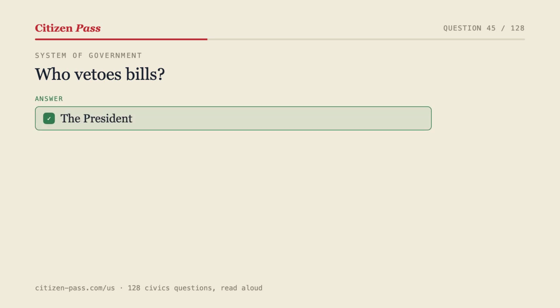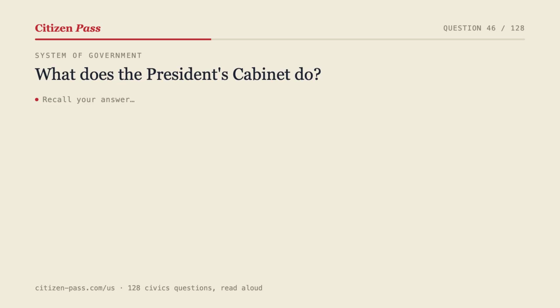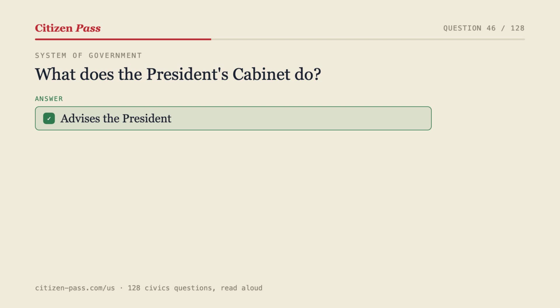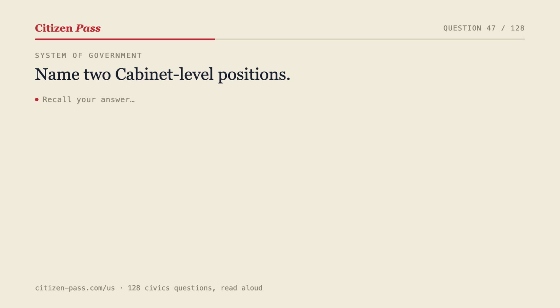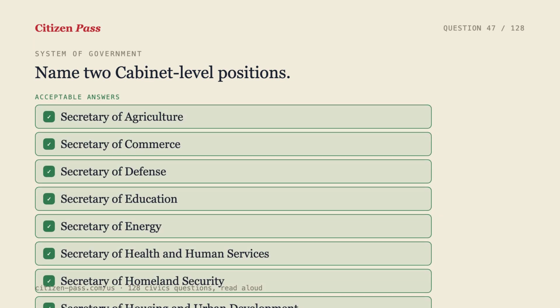The answer is the President. What does the President's cabinet do? The answer is advises the President. Name 2 cabinet-level positions. Acceptable answers include Secretary of Agriculture, Secretary of Commerce, Secretary of Defense, Secretary of Education, or Secretary of Energy.